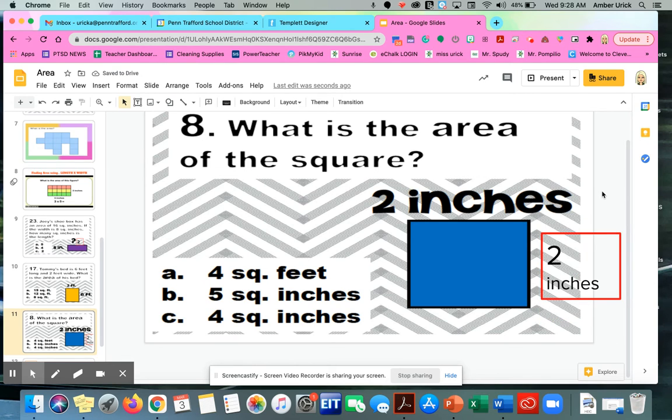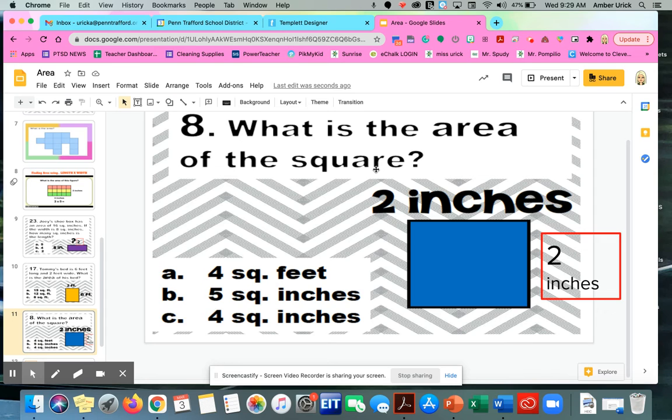So now that I have it labeled, because I remember that a square has all sides the same, my length and my width are labeled. So now can I multiply length times width? 2 times 2, 2 groups of 2. 2 times 2 is... Oh no, I see 2 4s there. I know 2 times 2 is 4.